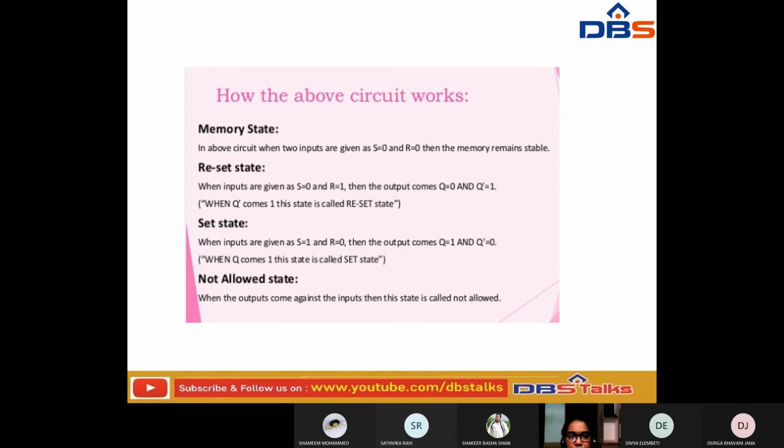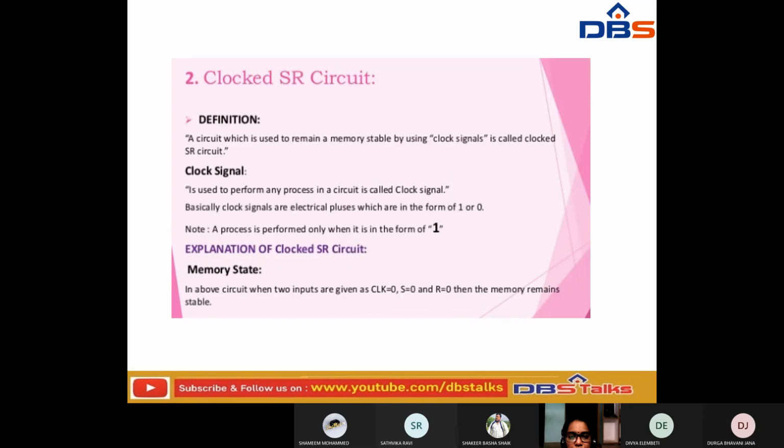So if you have observed this one, then now let us see what is a clocked SR circuit. A circuit which is used to keep the memory stable by using the clock signals is called a clocked SR circuit.